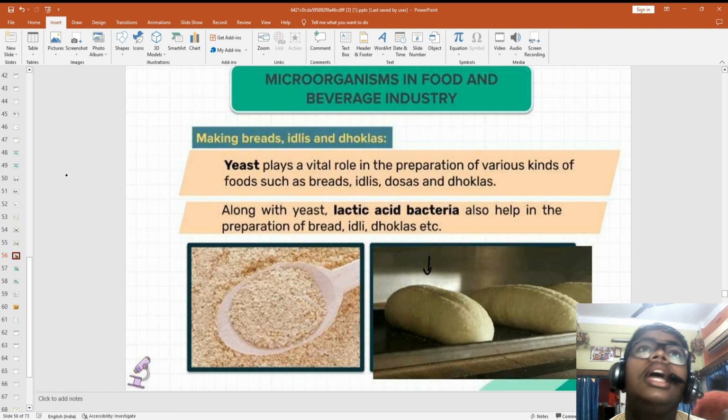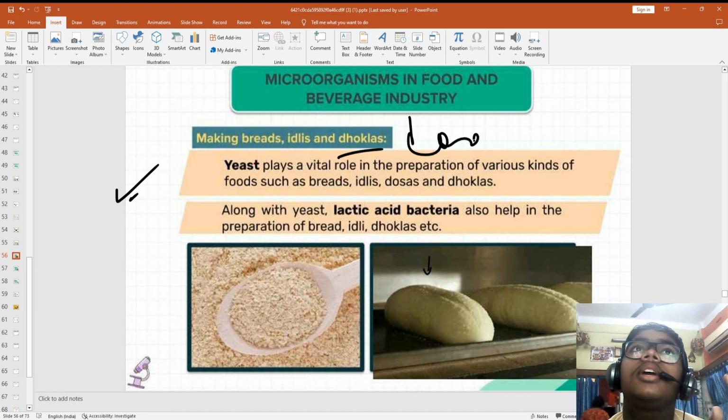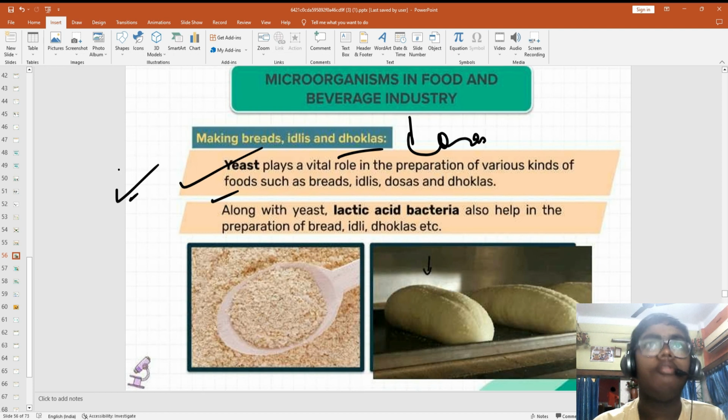Chalo. Making breads, idlis, and dhoklas, dosas also. Okay. Now yeast is a fungus. We know yeast is a fungus.